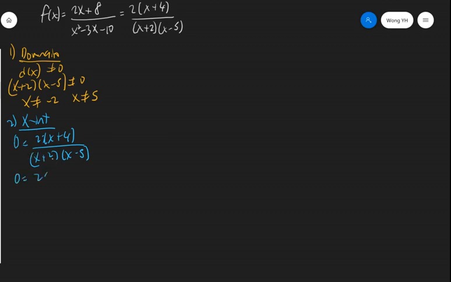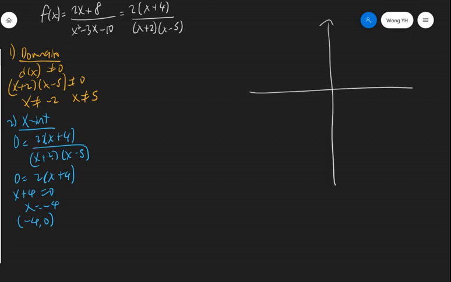So 0 equals 2(x + 4). Basically we just set x plus 4 equals 0, so the x we get will be minus 4. So we already have the x-intercept, which is (-4, 0). Now we can start sketching the graph. So we have the first intercept, which is minus 4, somewhere here. I just put a minus 4 here, and that's the only x-intercept we can find.